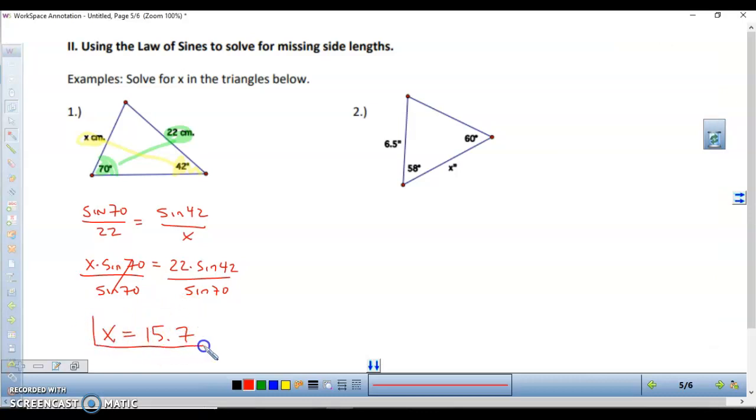And then just make sure your answer makes sense, right? Remember, in a triangle, the biggest side is across from the biggest angle. So if this is a 70-degree angle, 22, it needs to be bigger than the side across from the 42-degree angle. So 15.7 makes sense.